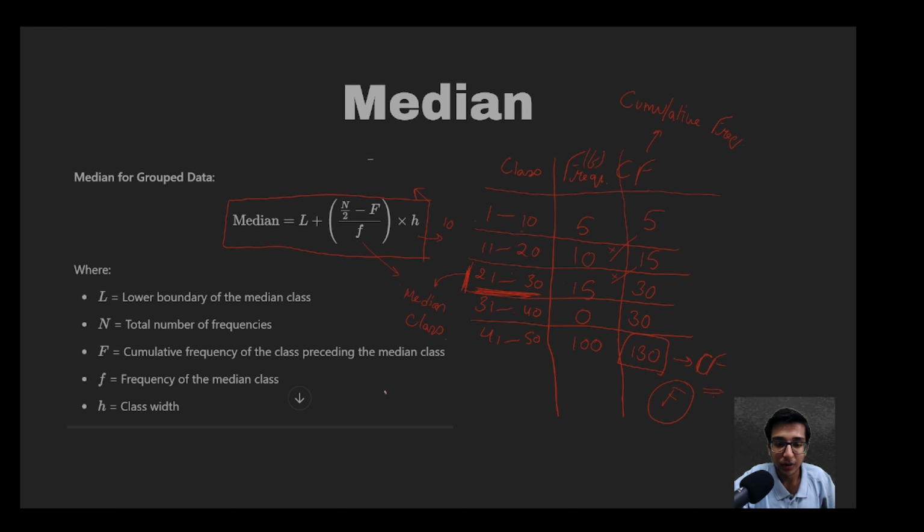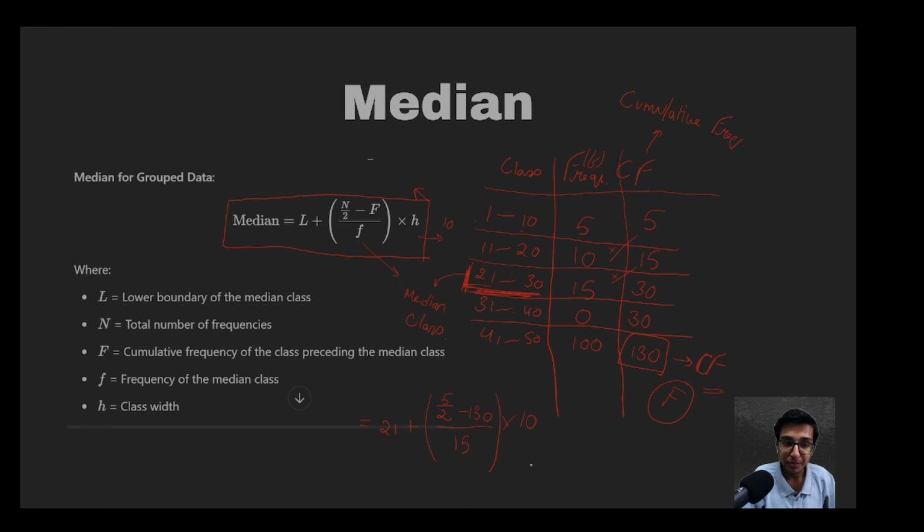So if we were to apply this formula, it would become capital F is 130. We just calculated that. f, median class frequency, which is 15, and h is our interval size, which is 10. Now let's look at n by 2. N is total number of frequencies. So 1, 2, 3, 4, 5, you have 5, which makes it 5 by 2. And we have lower boundary of the median class. What is our lower boundary? 21. The lower limit of our median class.